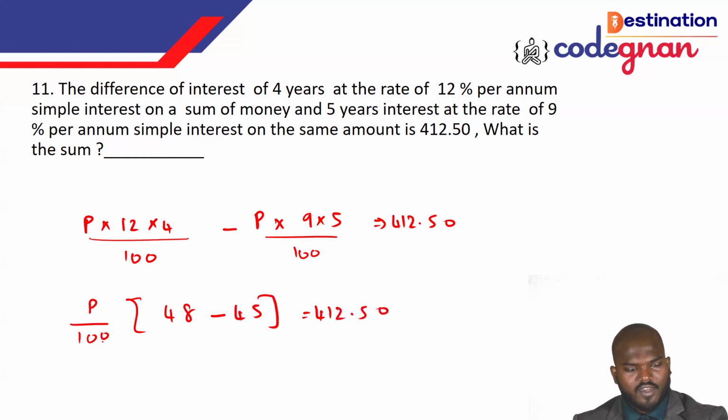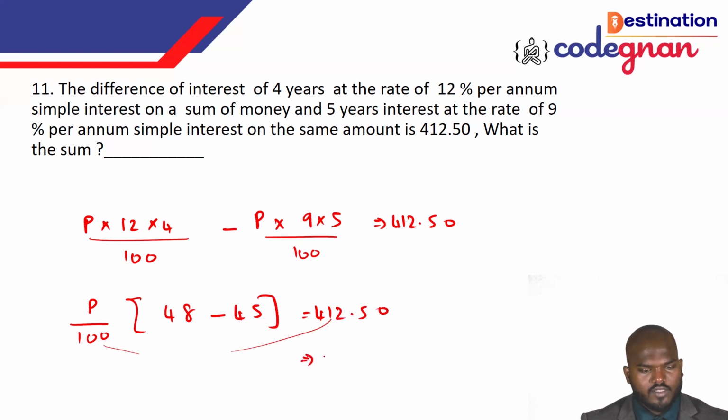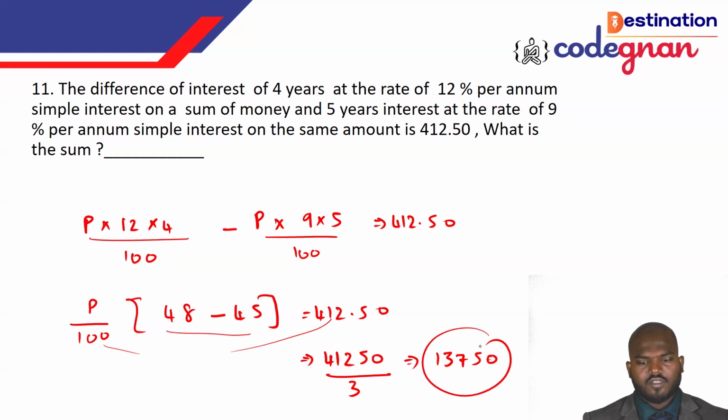Okay. So taking the 100 this side, it will go as 412.50, so the 50 will come out of the decimal. And you will have the remainder 48 minus 45, you will get the remainder 3. If you solve this one, it will give you the answer 13750. So this is how you can sort out the answer in the question, guys. I think you are clear in this topic.